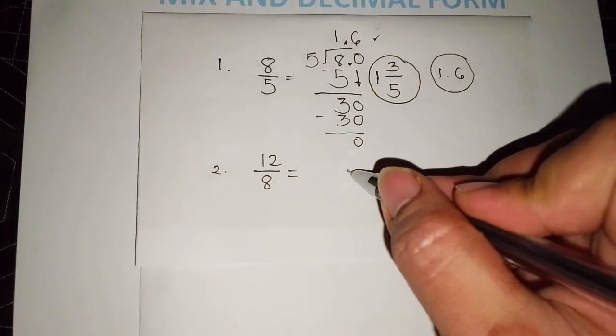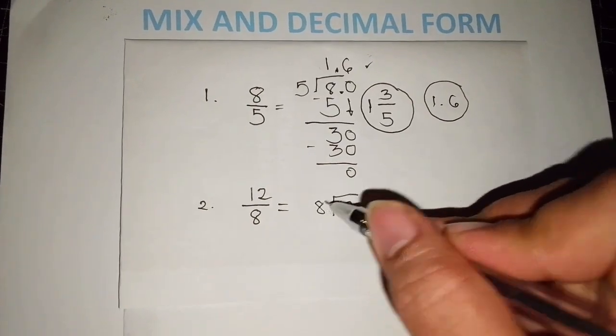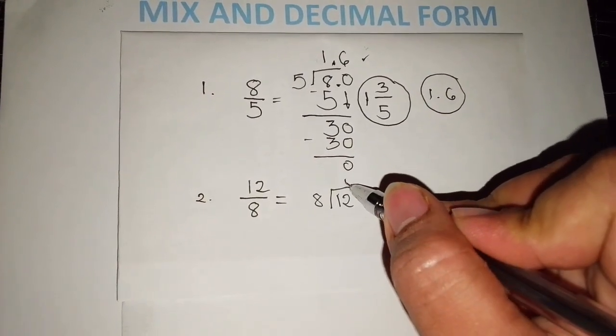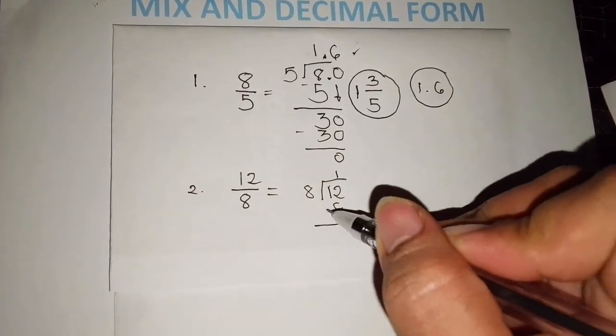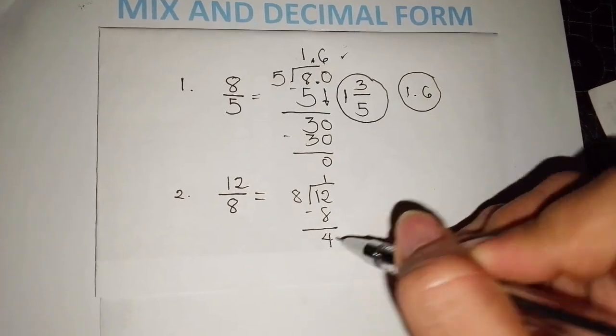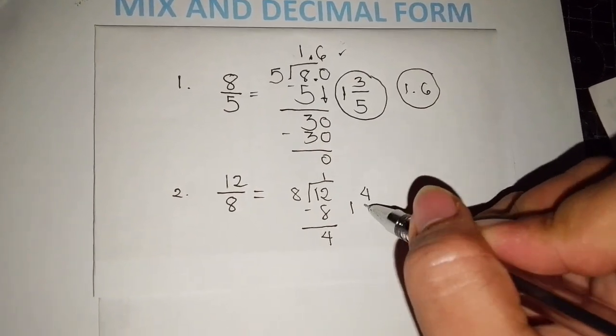So as you can see, we have the 12 as the numerator and 8 as the denominator. So the 12 is the dividend and the 8 is the divisor. So how many 8 are there in 12? So the answer is 1, and 8 times 1 is 8. So getting the difference, 12 minus 8 is 4.